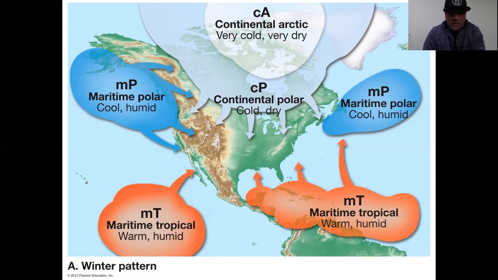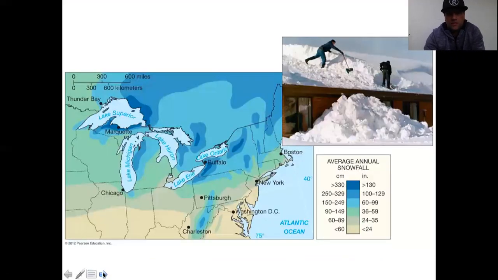MP stands for maritime polar, and in Southern California, that would be a wet and cool air mass that would bring us rain. And then more of our common air that we have is maritime tropical, which is sort of humid and warm. And this pattern here is of the winter. We really have a lot more of a summer pattern.